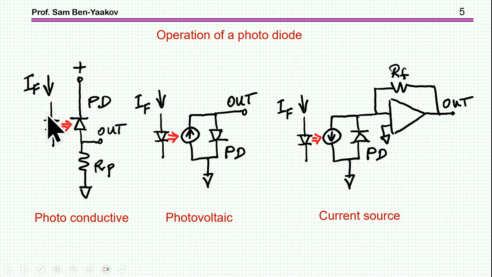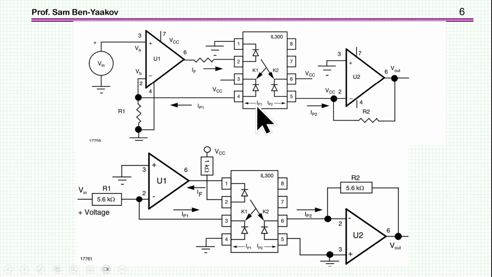Now, around this linear optocoupler, we can build a linear isolated amplifier. Here's one example. Here we have the diode reverse biased. You see the plus is here, and this is the photodiode. The other one is also reverse biased. This is the output side, which is isolated.